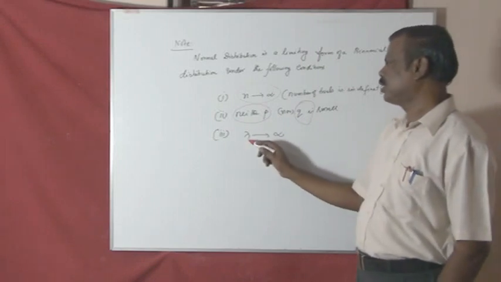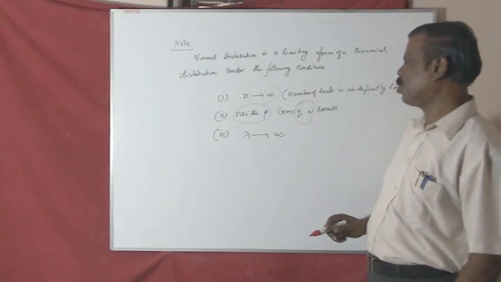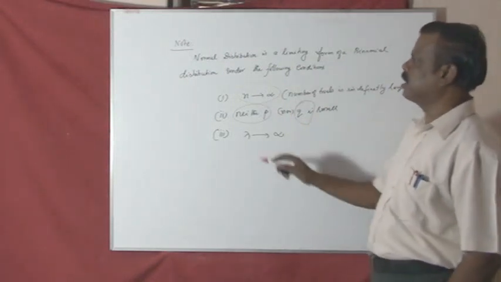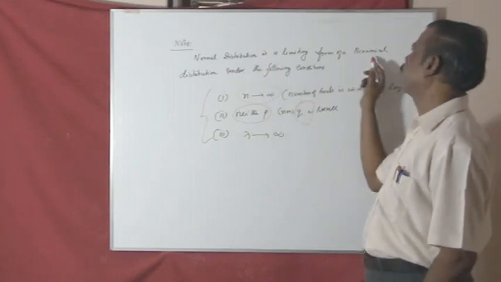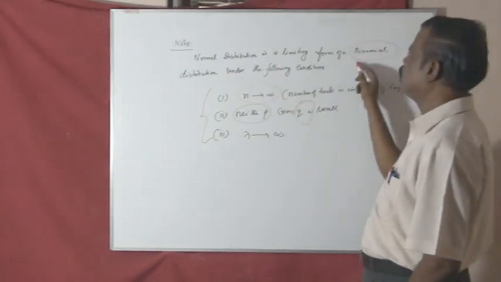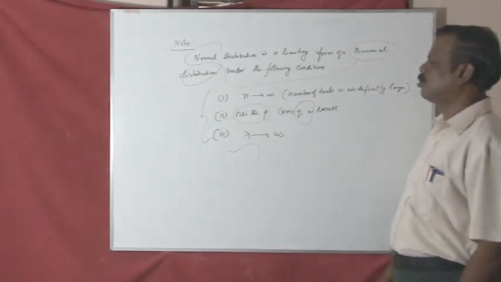The third one is lambda tends to infinity. That means the mean value tends to what? Infinity. So these are the 3 points to be noted. The normal distribution is a limiting form of the binomial distribution. So when the binomial distribution becomes the normal distribution, under these 3 conditions, we have to see this.